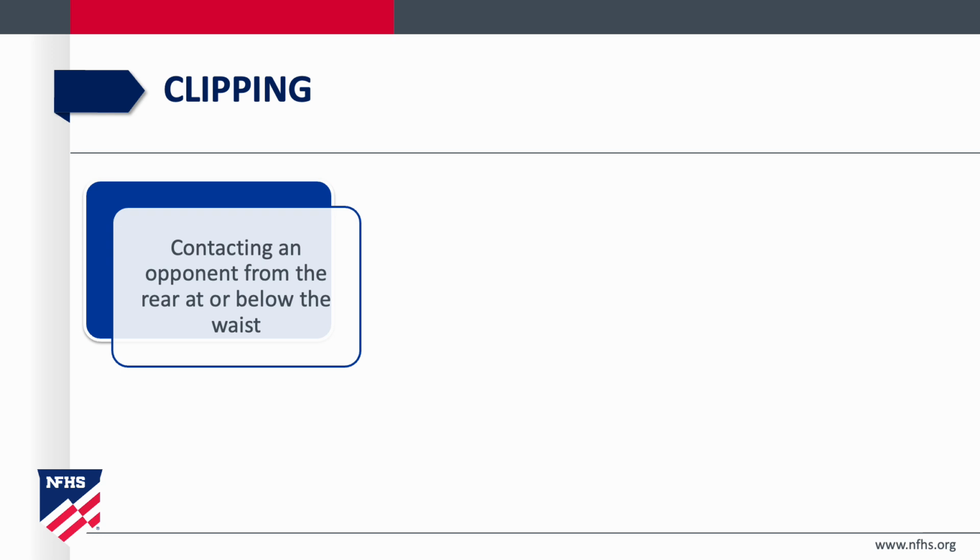Clipping is when a block takes place from behind, at or below the waist. This foul is slightly different from a block below the waist in that A is from behind and B includes contact at the waist, not just below it.